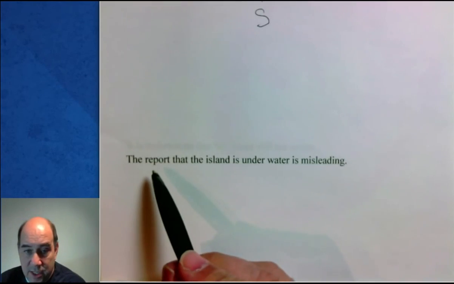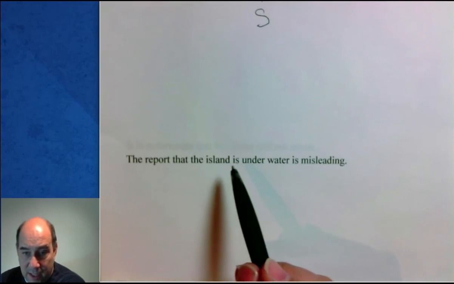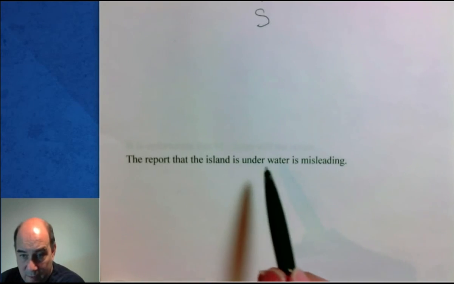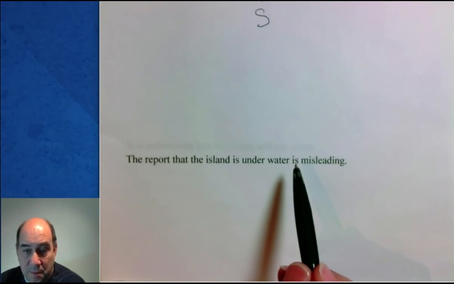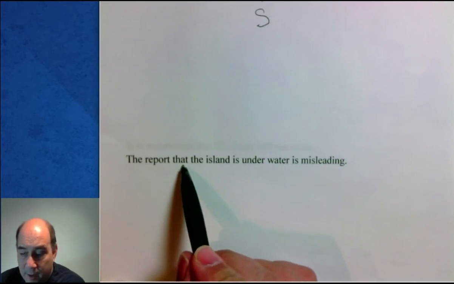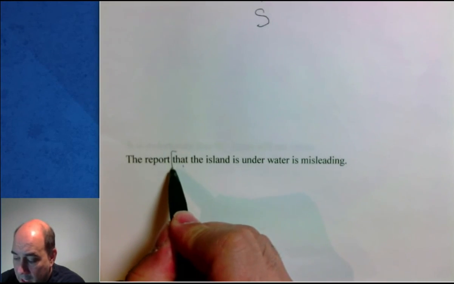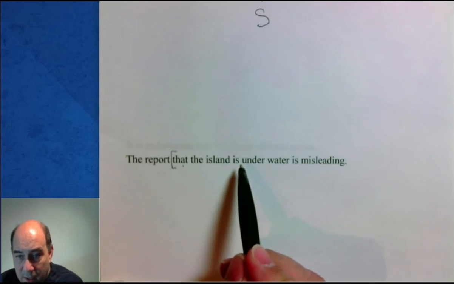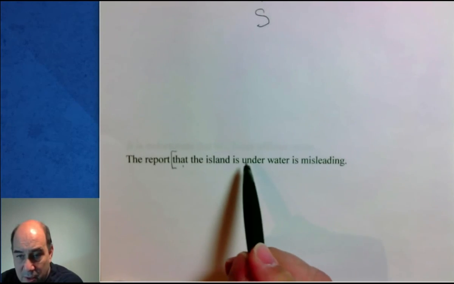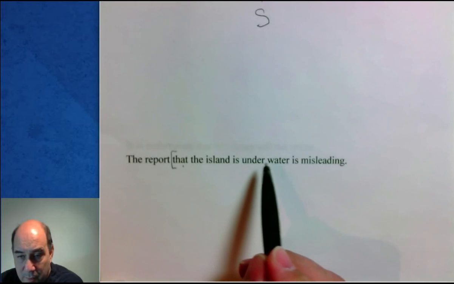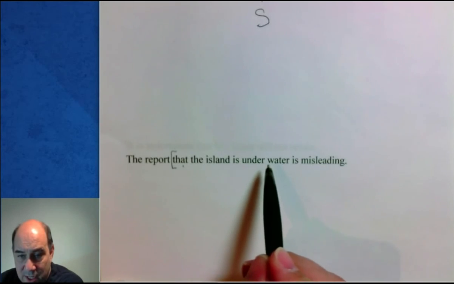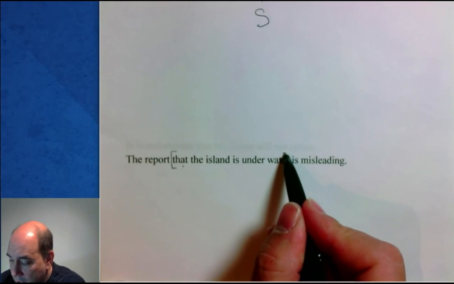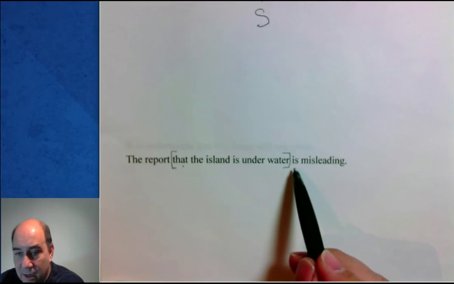I've got to know I've got this thing here, the report that the island is underwater is misleading. I got two is's here. One of them goes with a clause, one of them goes with the main sentence. Here's a marker, so I know this is beginning something: marker and the subject and a verb. And then this is underwater, which I can call an adjective, or I can call it an adverb depending on how I'm going to describe it. But I see all this goes together. And then here's the main verb.